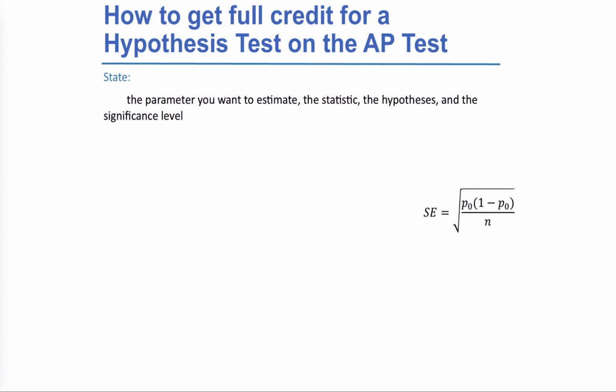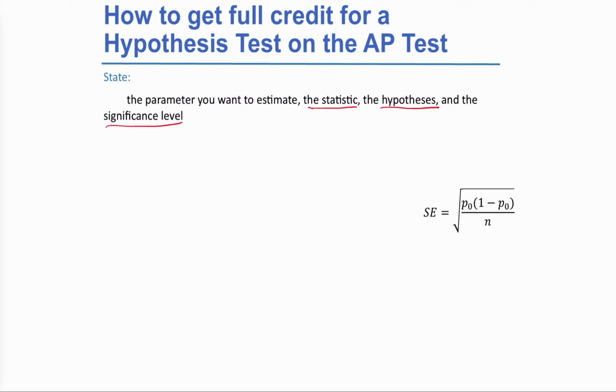So, here's how to get full credit for a hypothesis test on the AP test. The 4 steps are very similar to our confidence interval. We have slightly different things in each of the 4 steps, but it's still state, plan, do, conclude. So, state the parameter you want to estimate, the actual statistic that you got, the hypotheses, and the significance level.